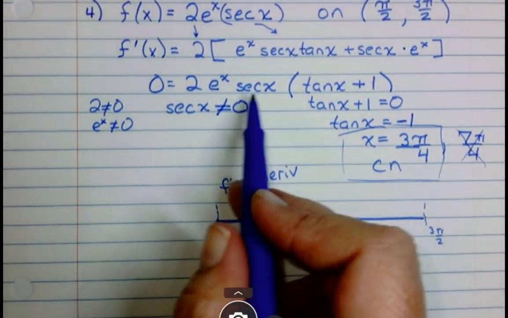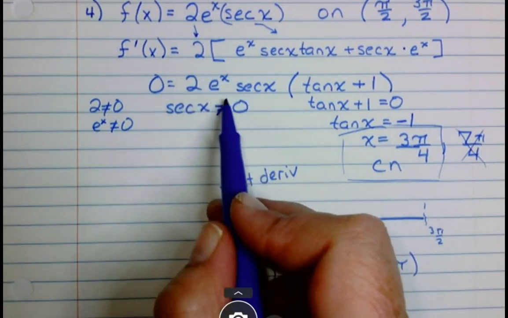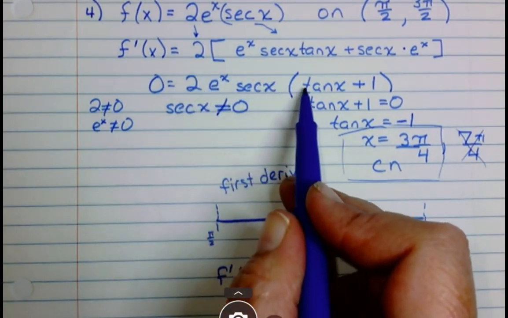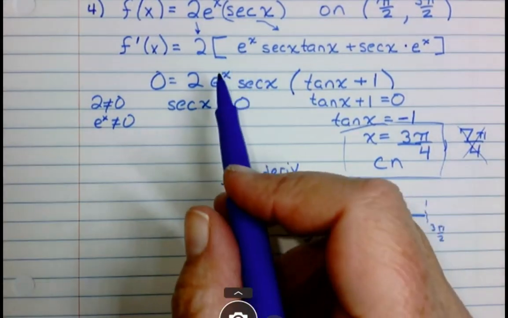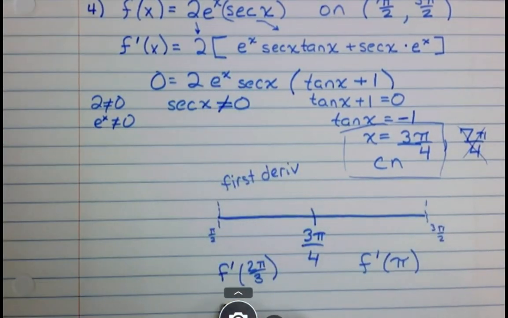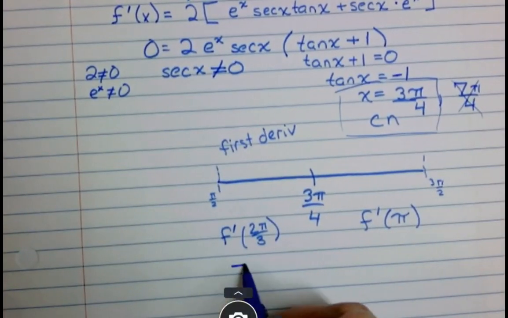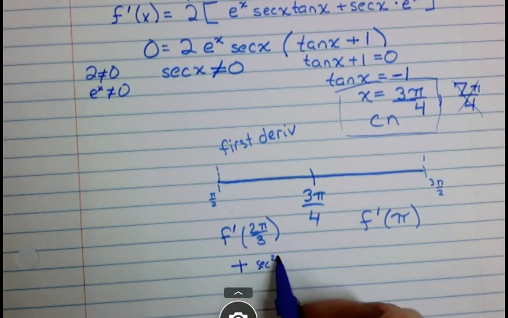So let's look at our factored version of the derivative. Well, 2 and e to the x is always going to be positive, right? And so I'm going to have positive, that's 2 and e to the x. And then I'm going to have secant of 2 pi over 3. I don't actually have to figure out this value. I just need to know if it's positive or negative.